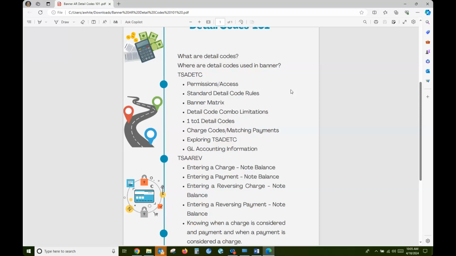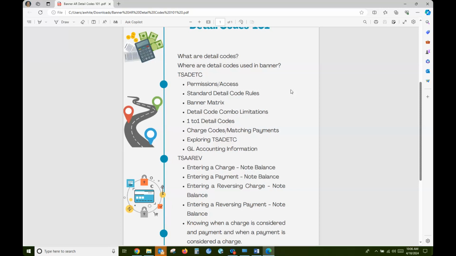Where do we use the detail codes? We use detail codes mainly in TSADETC. TSADETC is the detail code control form, and then we use them in TSAAREV. TSAAREV is your main student accounts form that most everybody goes into on a daily basis if you're dealing with charges or payments or anything with student accounts. Those are the main 2 spots where they are used. And I know you're thinking, well, they're used in way more spots than those 2 spots. Yes, they are. But these are the main forms. This is the control form for your detail codes, and this is the entry form for your charges and payments, which are detail codes.